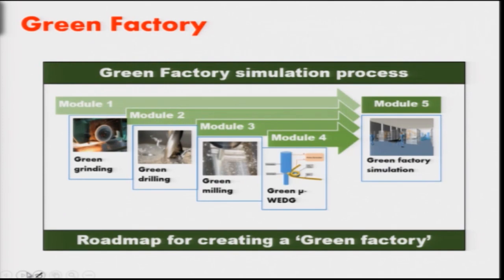So the roadmap for creating a green factory is taken like this. The green factory simulation process, we call it in the other way. There are different modules, module 1, 2, 3 and 4, which are totally independent, in which different unit processes are chosen: grinding, drilling, milling, and a non-conventional unit manufacturing process, which is micro WEDG. This is wire electric discharge grinding.